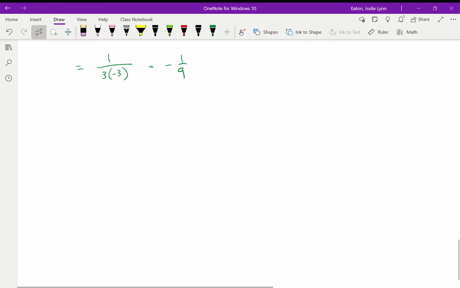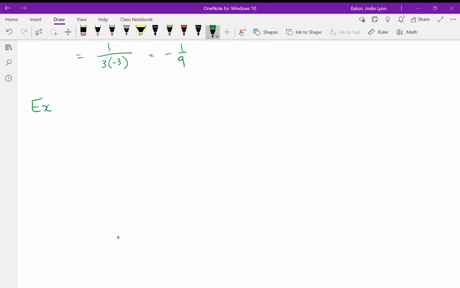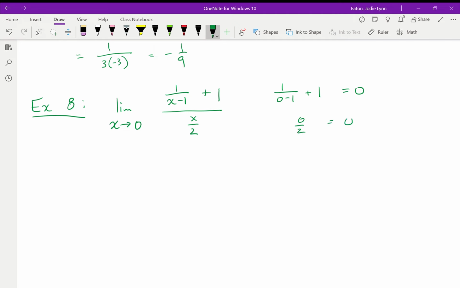Okay, let's see one more like that, because as we know, fractions are so much fun. So we have example 8. Let's look at the limit as x approaches 0 of 1 over x minus 1 plus 1 over x over 2. Okay, well, let's see. 1 over 0 minus 1 plus 1 is equal to 0. 0 over 2 is also equal to 0, so this is indeterminate. So that means we need to do some stuff before we're going to be able to make this come out.